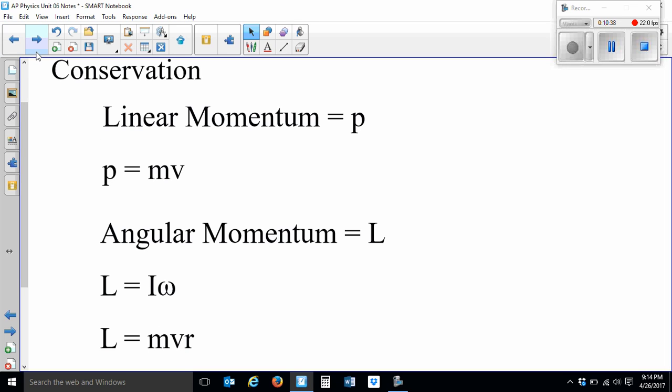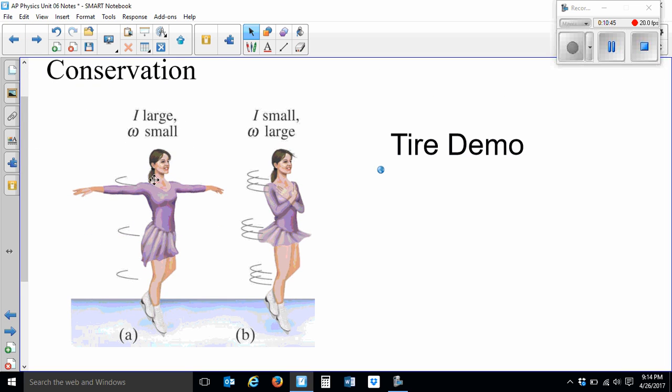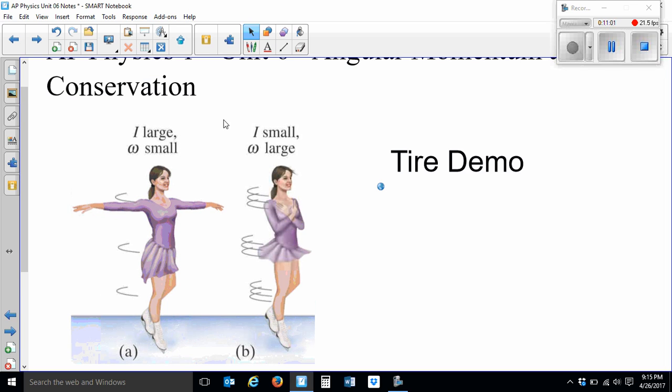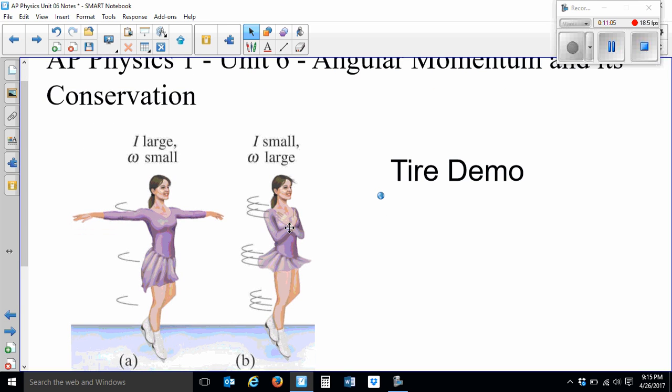So like I was saying earlier, with arms spread out, an ice skater has a larger moment of inertia with a smaller speed. But when that ice skater brings their arms in, they actually start spinning faster. In this case, momentum is still conserved. Their angular momentum is conserved. But because this I got smaller, that means the speed has to get larger. That angular velocity must increase to keep that momentum the exact same.